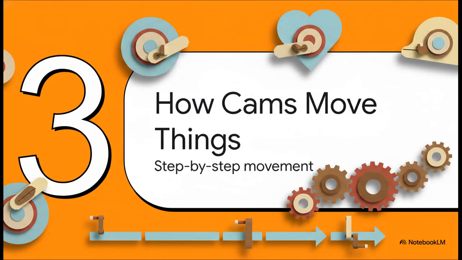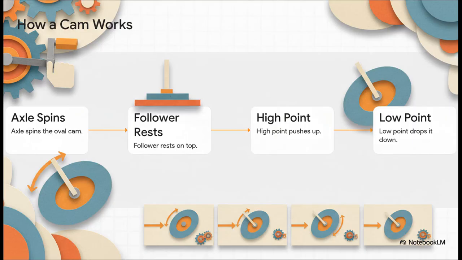Section 3. How cams move things. Step-by-step movement. All right, so now that we know what parts move, let's build the scaffolding for your exam and explain exactly how it happens. It's basically a simple 4-step story. Step 1, a motor or handle turns the central axle, which forces our oval cam to spin. Step 2, our straight follower rod is just resting lazily right on top of that spinning oval.